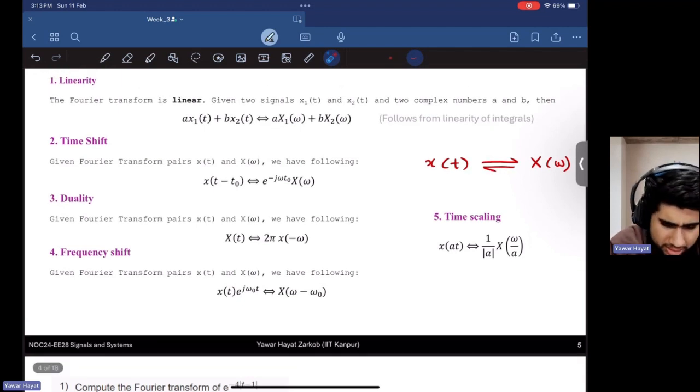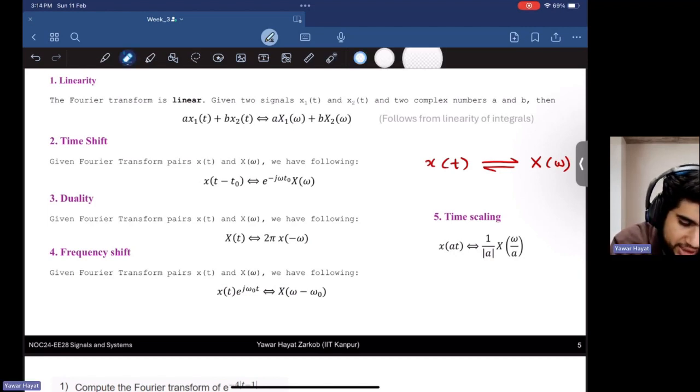And probably in the course, you must have been taught this and most of these properties. So we'll not waste time in proving them again. But if you have any doubt, you can let me know and I'll address that.